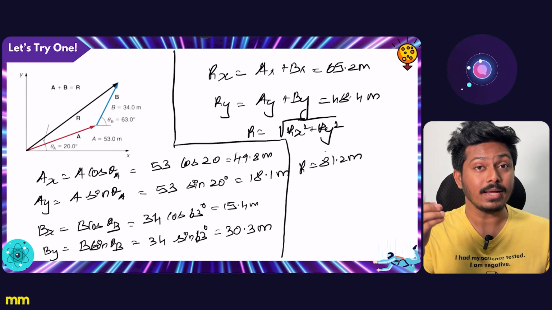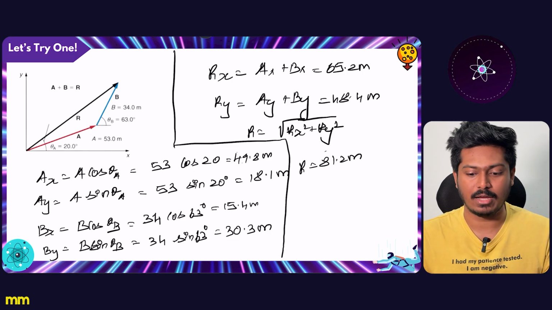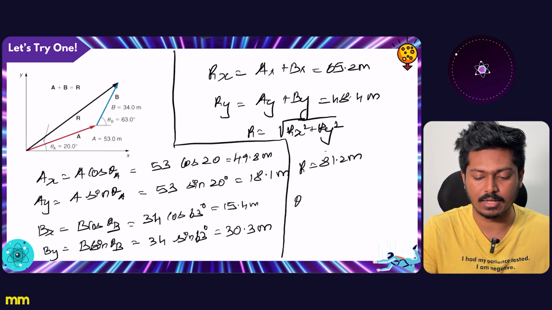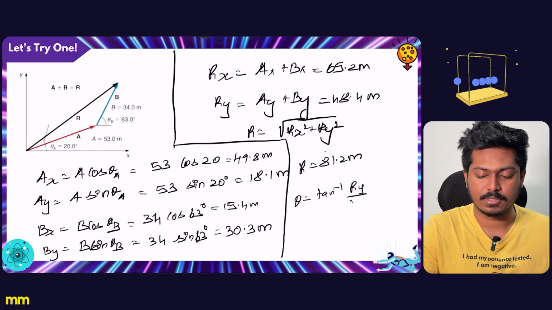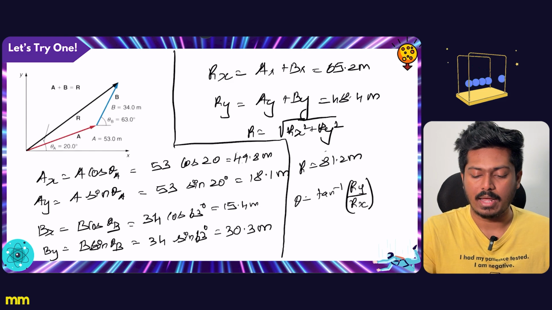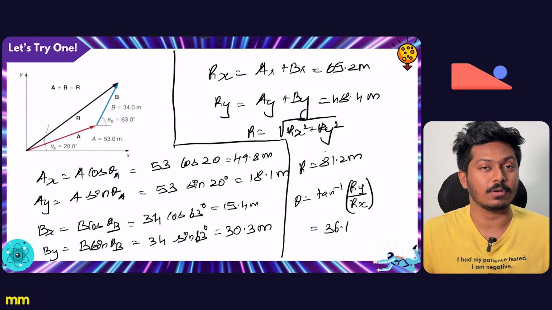Now I know what the magnitude of the vector is. I don't know what the direction of it is. And for that, I need to find the angle of inclination. And that is given by theta equals tan inverse of Ry by Rx, right? Simple. And if I plug in the values, I get an angle of 36.6 degrees.